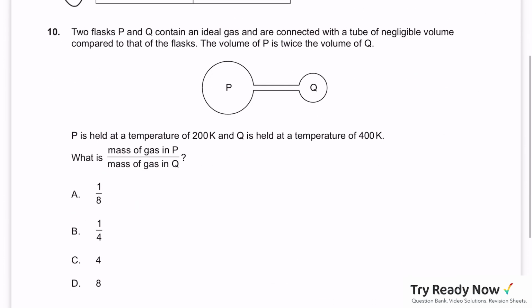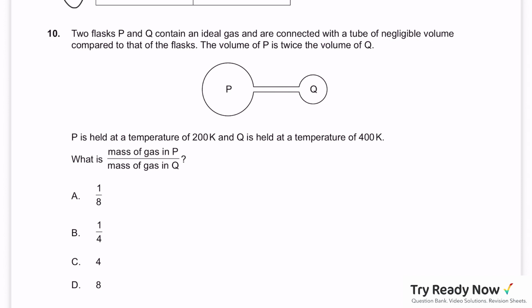Now, moving on to question 10, it says that two flasks P and Q contain an ideal gas and are connected with a tube of little volume compared to that of the flasks. The volume of P is twice the volume of Q. We know that P is held at a temperature of 200 Kelvin and Q is held at a temperature of 400 Kelvin. And we're asked to represent the mass of the gas in P over the mass of the gas in Q as a ratio.